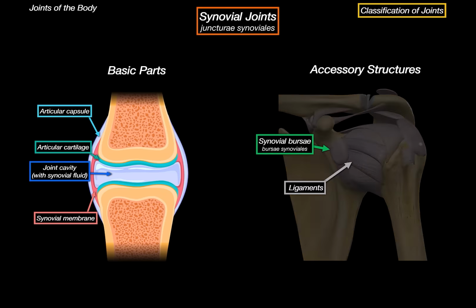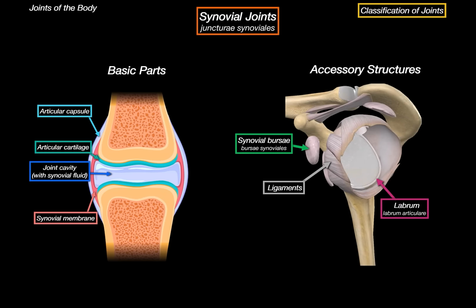Now, if we remove the humerus from the shoulder joint, we can see the glenoid labrum, which is a fibrocartilaginous ring that deepens the socket of this joint, making the joint more stable. This is another supporting structure. The hip joint has something similar called the acetabular labrum, which serves the same function.